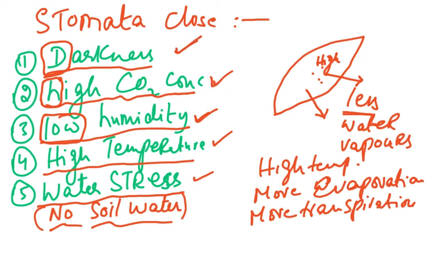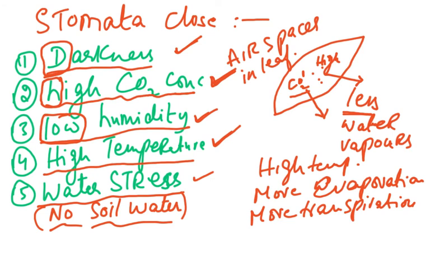Number 2, high carbon dioxide concentration. Naturally, if inside the leaf there's no photosynthesis, CO2 is going to increase because the plant will respire all the time. Only during the day what happens is photosynthesis is more than respiration. So high carbon dioxide concentration inside the air spaces of the leaf. So this high CO2 concentration, we're talking of the air spaces in the leaf. Right? Then I said low humidity.